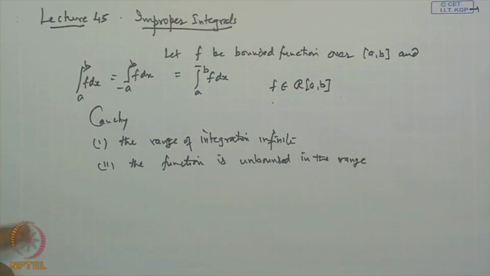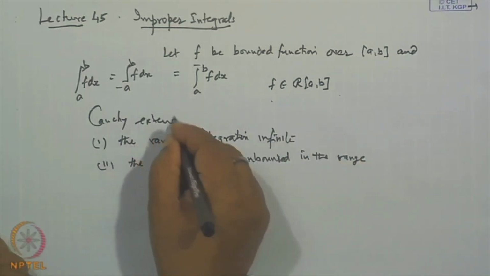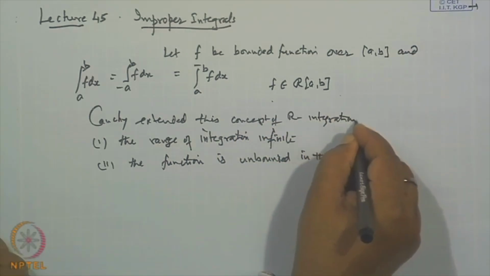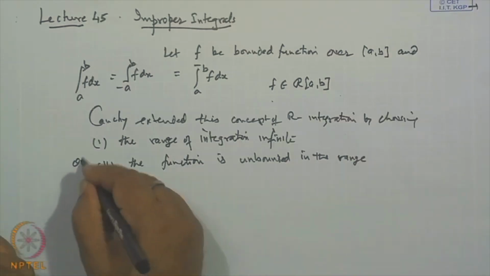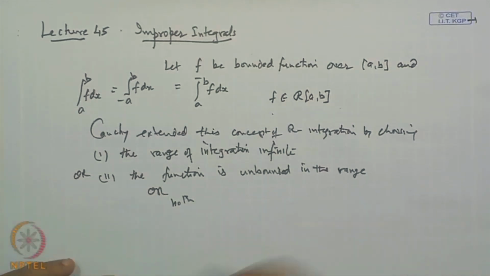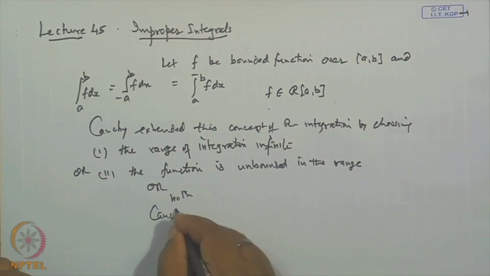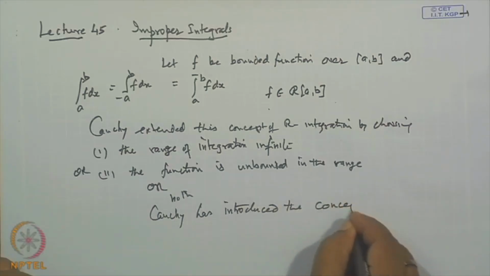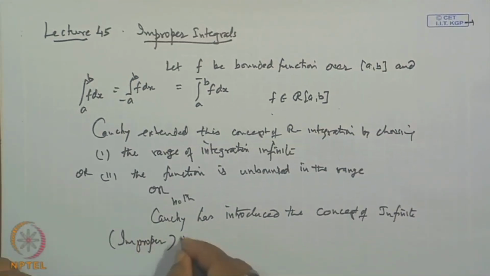Because in Riemann integration we consider f to be bounded and the range of integration to be finite. But Cauchy extended this concept of Riemann integration by choosing the range of integration infinite, or the function unbounded in the range, or maybe both. In this way he introduced the concept of infinite integrals, which we also call improper integrals.